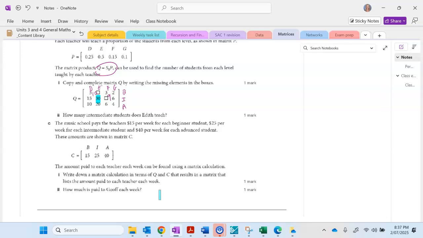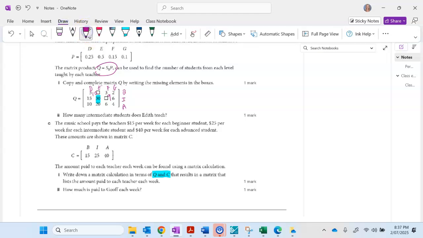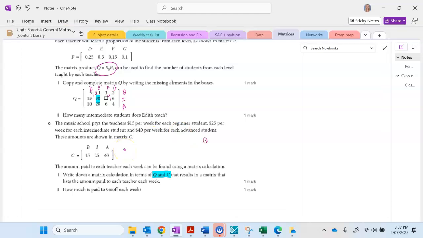All right, so we've got Q and C. So we can't just go and create our own matrices. We need to do Q and C. So let's think about the order of Q and the order of C. Q is a 3 by 4 matrix, and C is a 1 by 3. So obviously we have to write down a matrix in terms of C. Okay, so C times Q, right, to be able to do it.